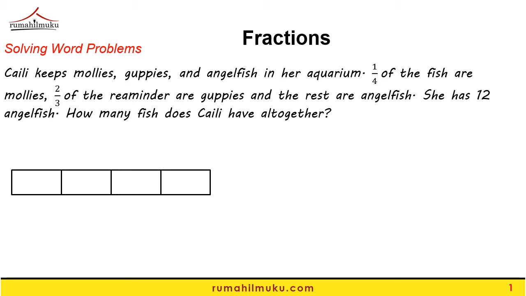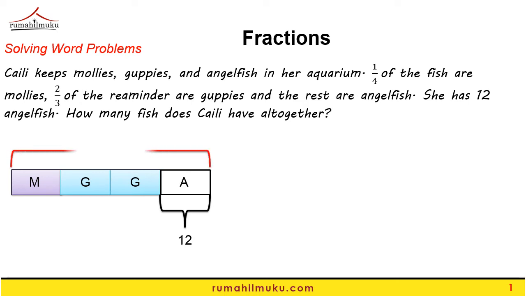To solve this, we need to make a model. Like she said, 1/4 of the fish are mollies, so we're going to mark them with M. Then 2/3 of the remainder, we've got 3 boxes over there, so we're going to cover up 2/3 of the remainder, are guppies. And the rest, which is the 1 box left over there, is the angelfish box. So we're going to mark that with the letter A. And she said she has 12 angelfish, so that 1 box is represented with the number 12.